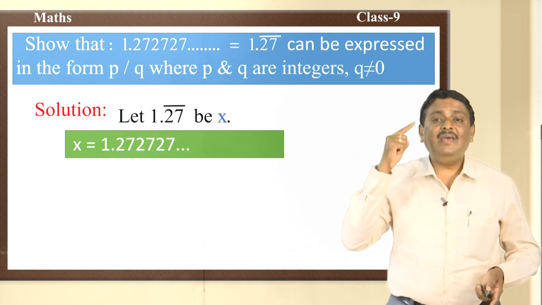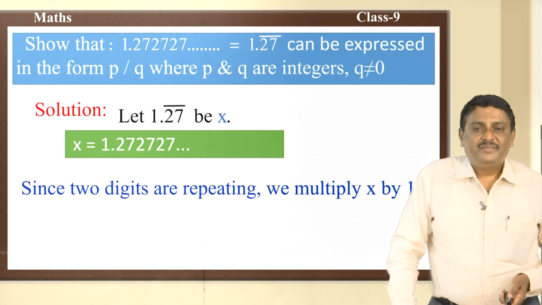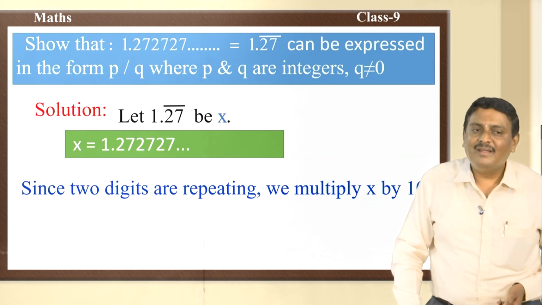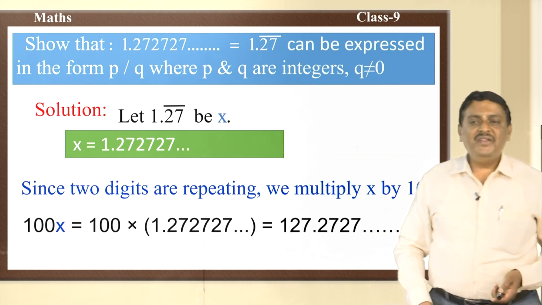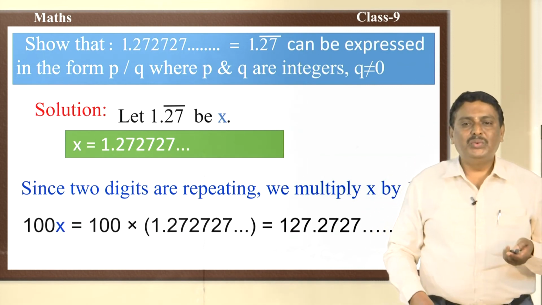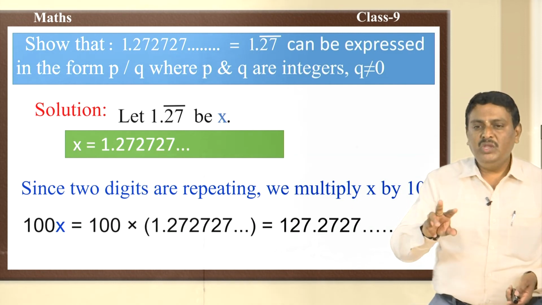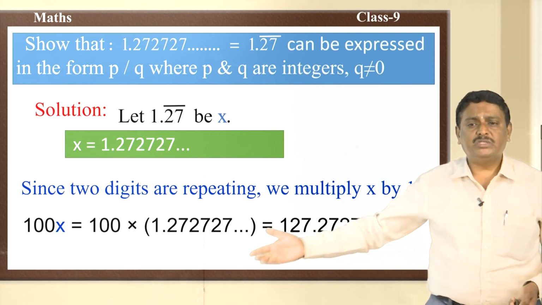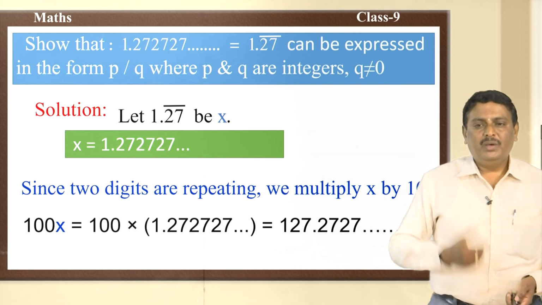We multiplied x by 10. Now, what to do now? Since 2 digits are repeating, we multiply x by 10 or 100? Yes, you are right, it is 100. So, 100 times x is equal to 100 times 1.272727. When you multiply, we get the answer 127.272727, that itself. Okay, now write it down, my dear children.